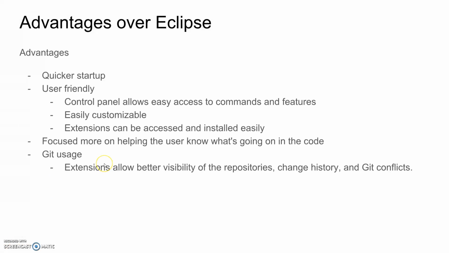So the main advantages of VS Code over Eclipse is that it has a quicker startup than Eclipse, and it has features like the command palette that provides easy access to commands and features, which is not a thing that Eclipse can do. They are customizable, and extensions are really easy to download. And also extensions allow the users to know what's going on in the code and also other conflicts.